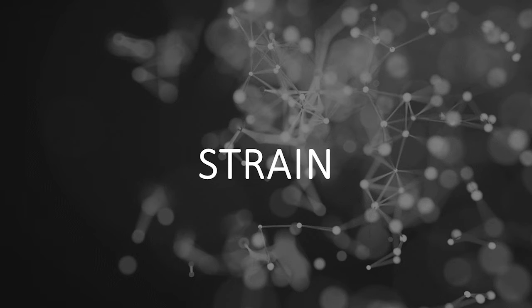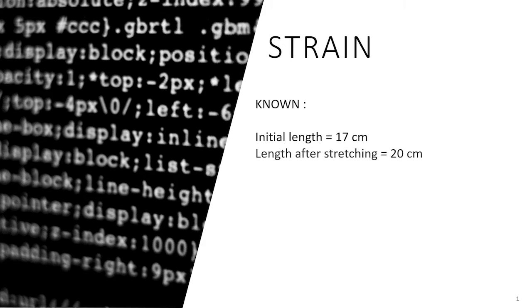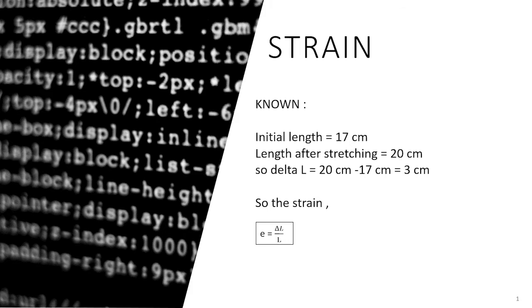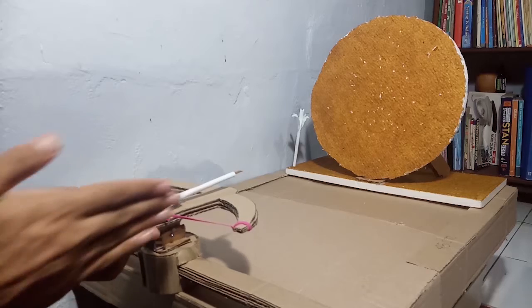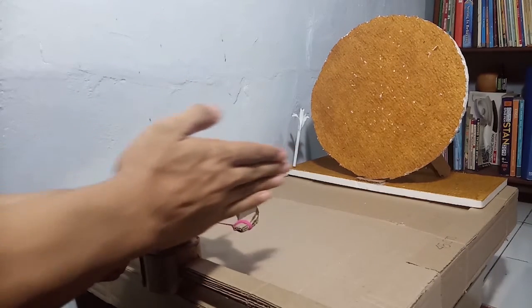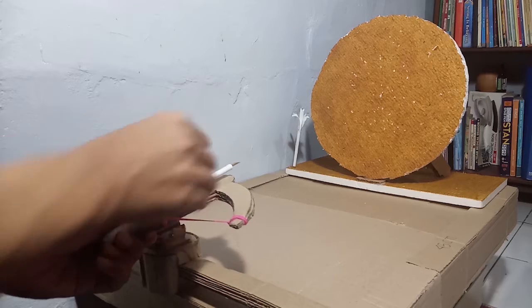Here, we're going to calculate the strain from the data that we got. From the data, we know that the initial length is 17 cm and the length after stretching it is 20 cm. So the delta L is 3 cm. To calculate the strain, we use the formula E equals delta L divided by L. We put in all the values, so we get 0.17. Here, we're going to shoot an arrow at the target with 0.17 strain.